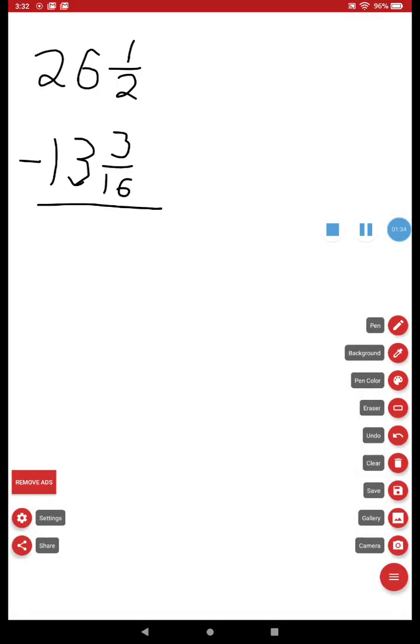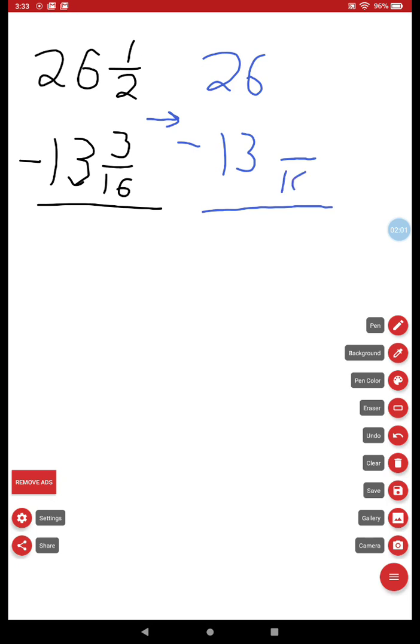All right, so when I'm looking at 26 and 1/2 and 13 and 3/16, I need to rewrite it so that it has a common denominator. Now when I do that, besides keeping the subtraction and the equal bar, I can keep the whole numbers the same. 26, 13. I'm not going to convert those at all. Because I'm changing halves into 16ths, I can actually leave 16ths here. 3. I know I need to convert that half into a 16, so I'm just going to go ahead and write 16.